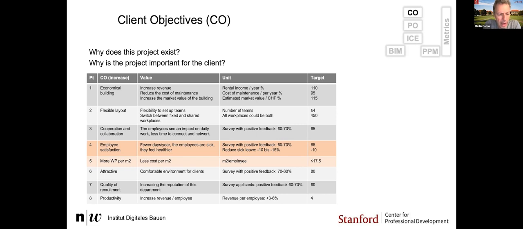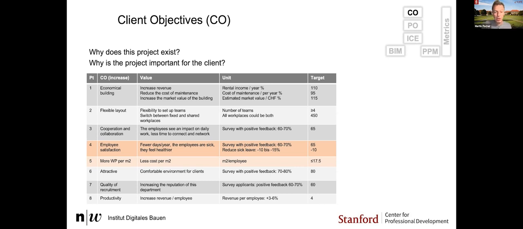So we want, again, high employee satisfaction. We want to see fewer days per year when they are sick, and we want them to feel healthier. So we also want to see that through survey and measure the reduction in sick leave. We want to reduce the cost of workplaces. That's what WP means, per square meter. So we want to reduce the square meters per employee. And we want this to be attractive, for example, for clients that are visiting. Again, we want to measure that through surveys. And we want to be more attractive to talent, to people that want to work here. And again, we want to get positive feedback on survey. And we want to increase productivity, and we want to have higher revenue per employee, somewhere in the 3 to 6 percent range, ideally about 4.